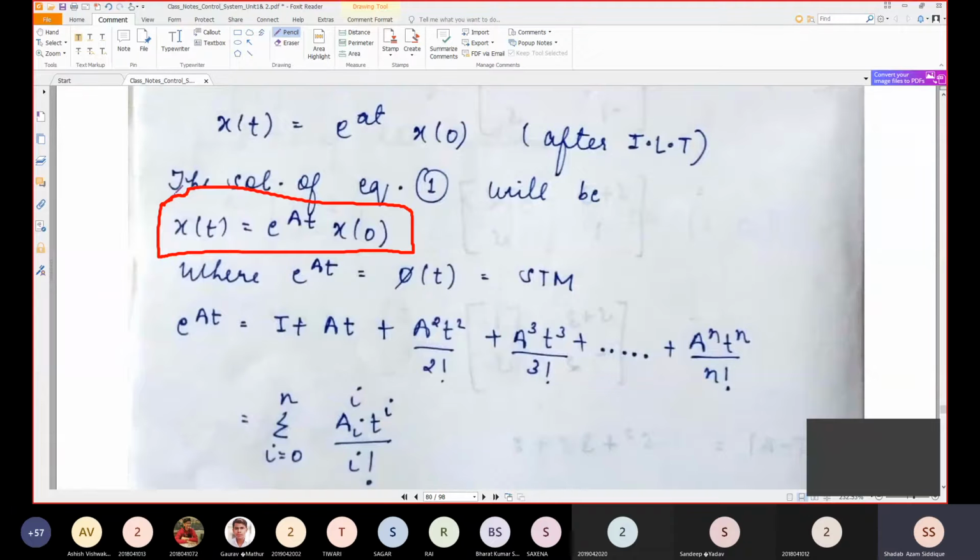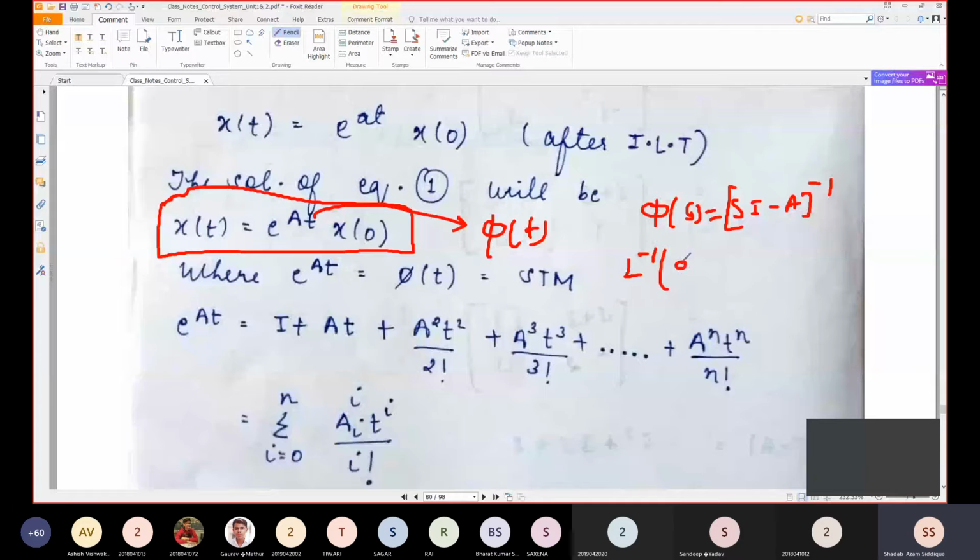While solving the homogeneous equation, you can find e to the power At using this term. Otherwise, e to the power At can be written as phi of t, and phi of s is equal to (sI minus A) inverse. So if you take the Laplace inverse of phi of s, you get phi of t, which is equal to e to the power At.